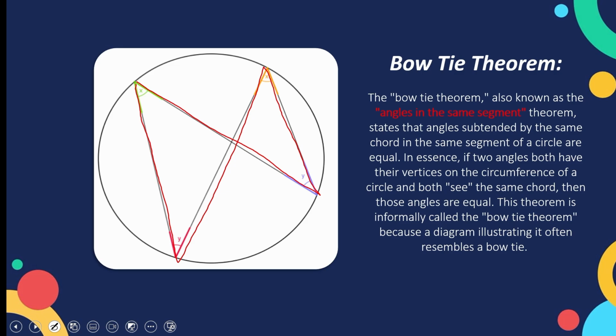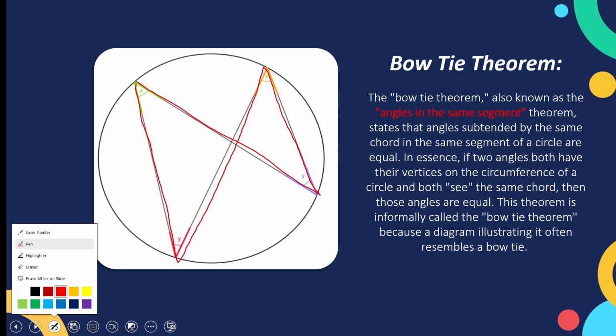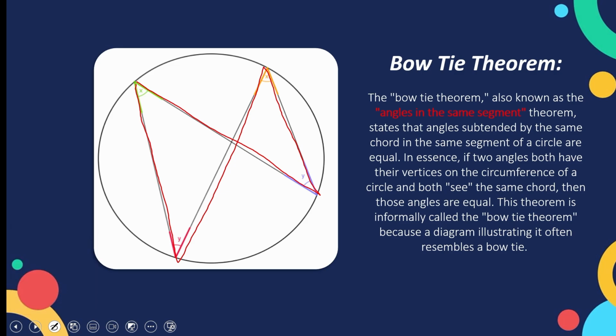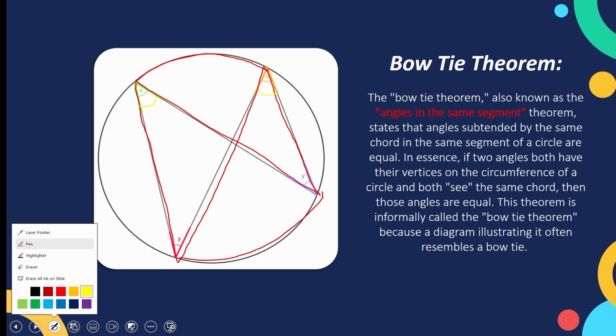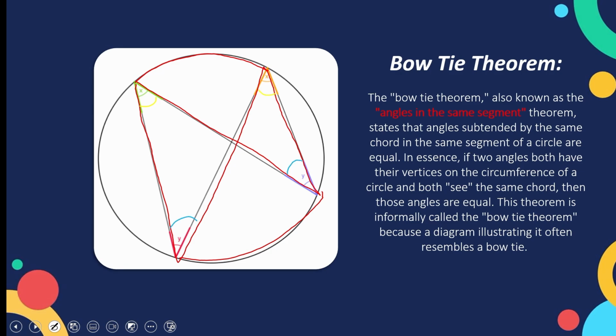So the bow tie theorem is also known as the angles in the same segment. Now remember, we spoke about segments earlier. Have a look at the segments. Have a look at the angles that are the same. Here we have an X, here we have an X, and here we have a Y, and here we have a Y. So angles in the same segment.